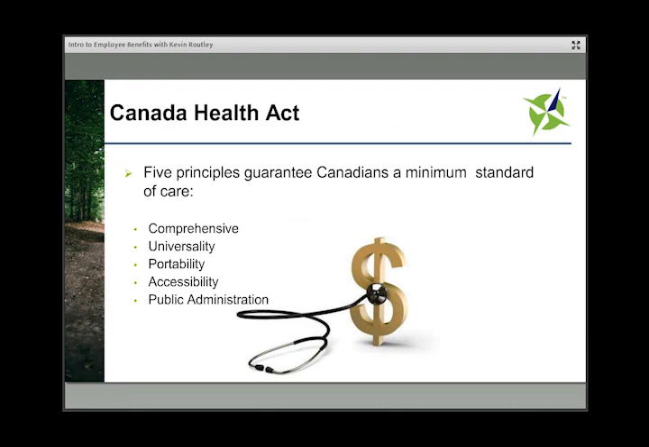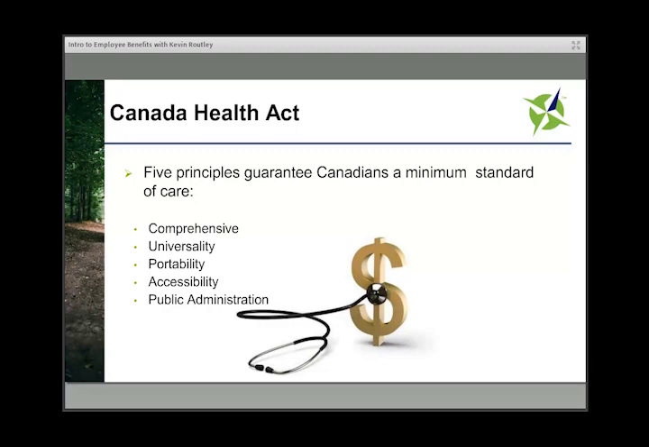So in looking at the Canada Health Act, there's 5 principles that guarantee Canadians a minimum standard of care. A comprehensive program, or comprehensiveness. It's where the jurisdiction must ensure that all medically necessary services provided by hospitals and medical practitioners are covered, working within a hospital setting.